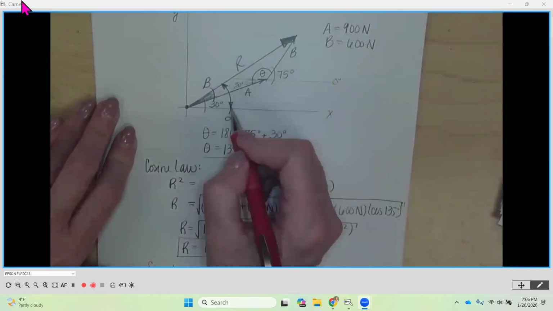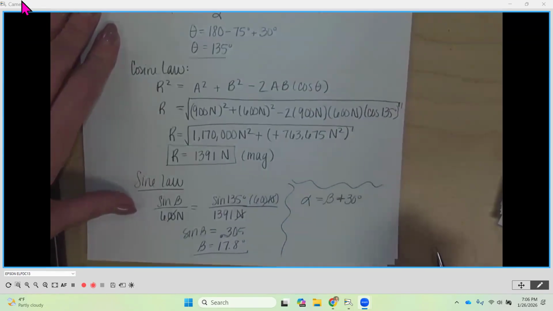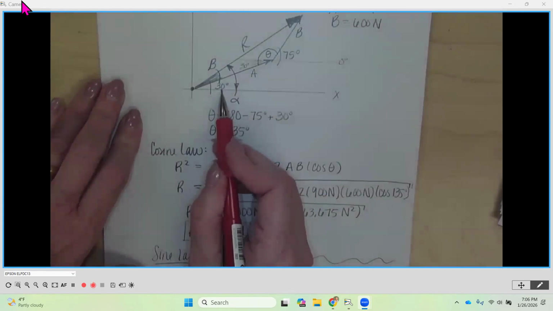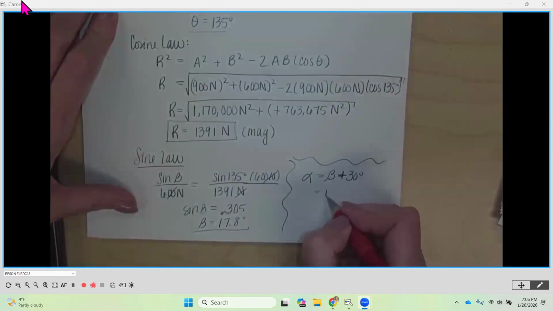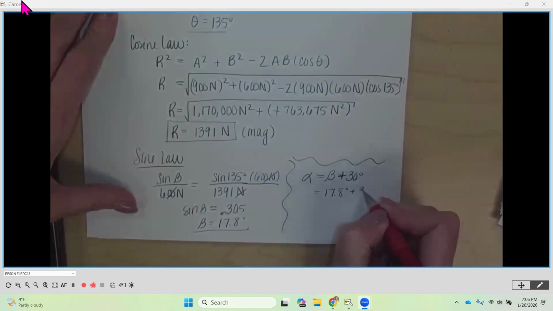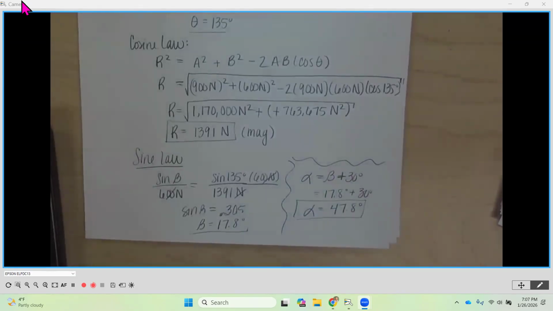So now we want alpha from 0. So alpha is going to be equal to beta plus 30 degrees, right? Because we want to go all the way from here. This is 30 plus beta. So that's going to equal 17.8 degrees plus 30 degrees. So our alpha should be 47.8 degrees. You guys get that same number? Yeah, thank you, Jaden.